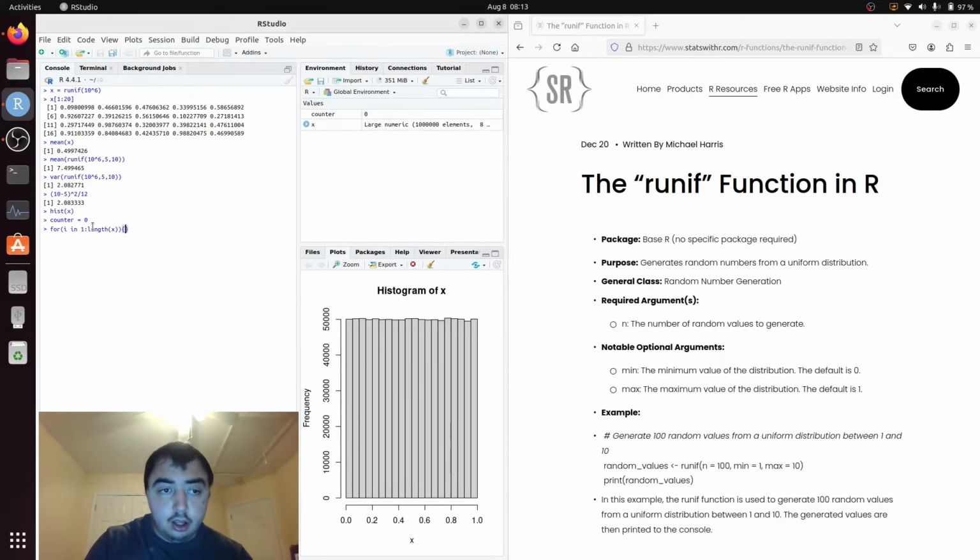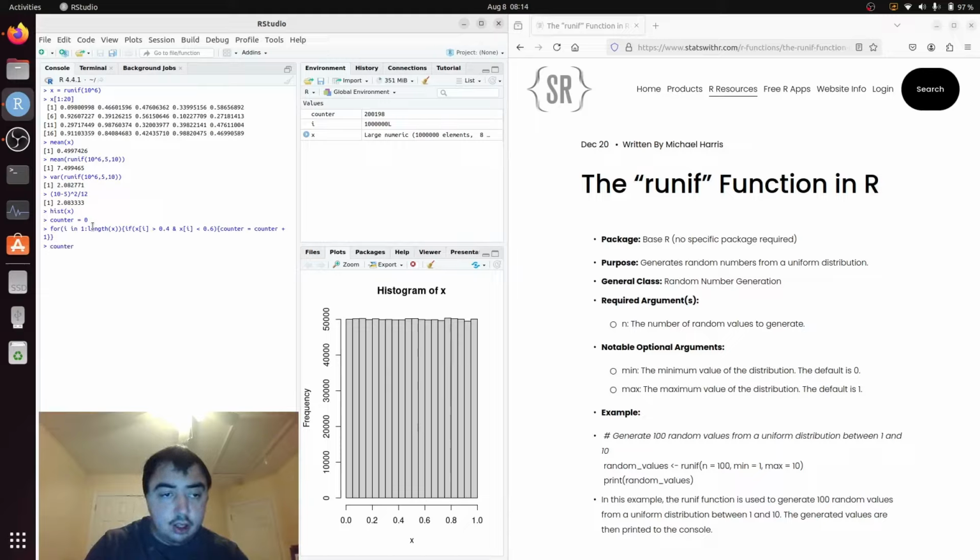I want an if statement. So if x of i is greater than 0.4 and x of i is less than 0.6, another set of brackets, and then counter equal counter plus 1.